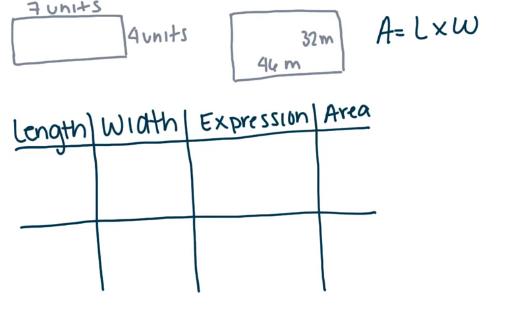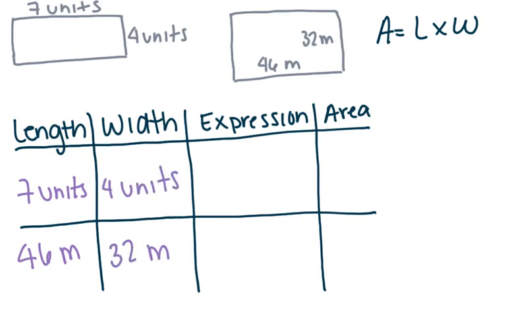So now we're going to go ahead and start filling in our chart, and we're going to start with length. So box 1, 7 units. Box 2, 46 meters. Now we can move on to our next section, which is width. First box, 4 units. Second box, 32 meters. And now we're going to write it as an expression. So as an expression, we have 7 times 4 and 46 times 32. And the last thing we're going to do is we are going to solve for the area. So what is the area for both rectangles?